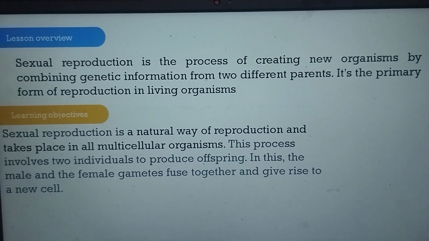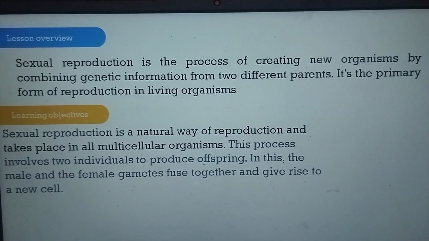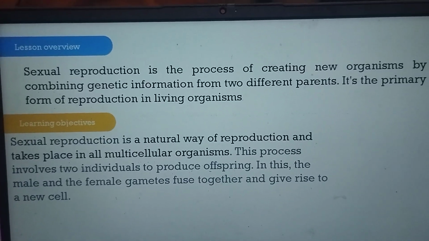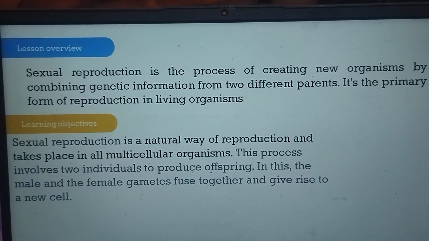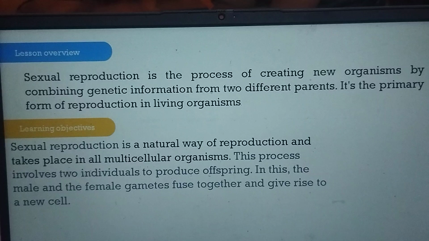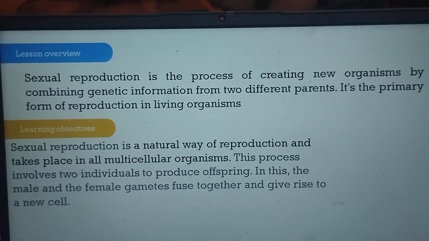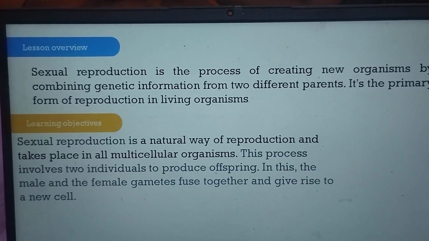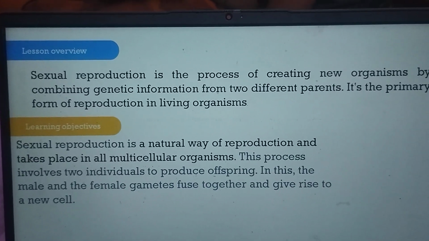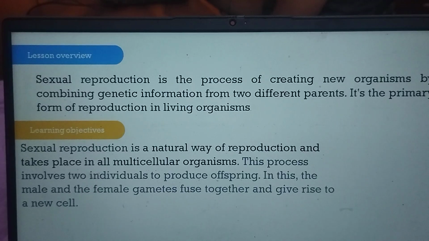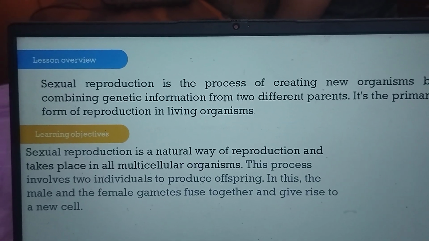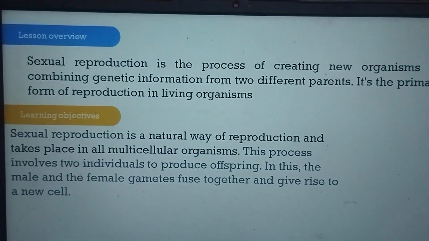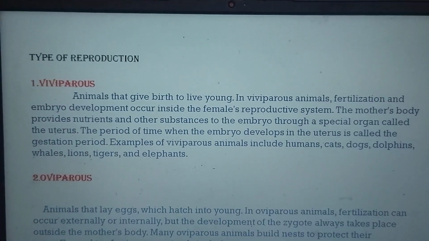Now we'll learn about sexual reproduction in depth. Sexual reproduction is a natural way of reproduction and it takes place in all multicellular organisms. The process involves two individuals to produce an offspring. Producing an offspring is nothing but giving a new life. In this, the male and female gametes fuse together and give rise to a new cell, which means a new life. In the next slide we will get to know the types of reproduction.